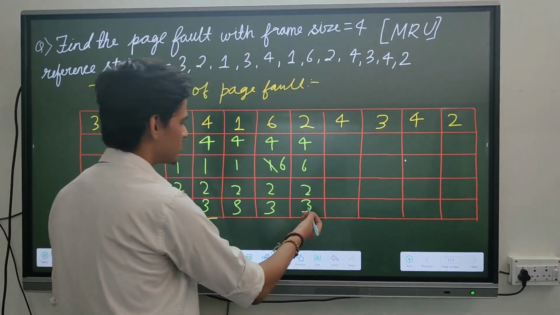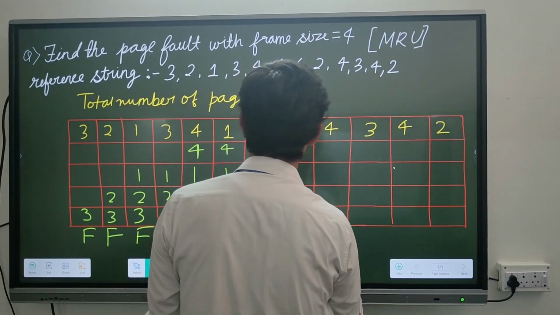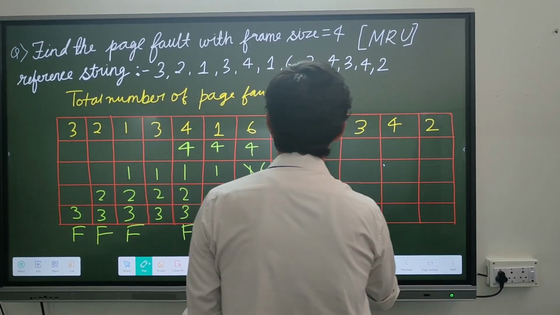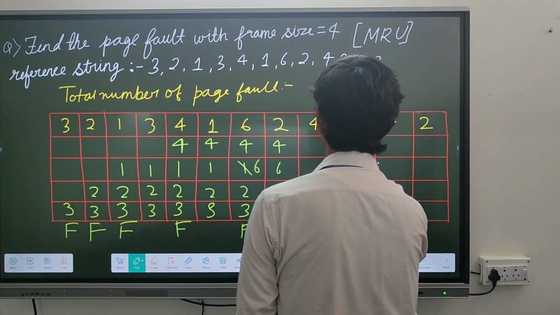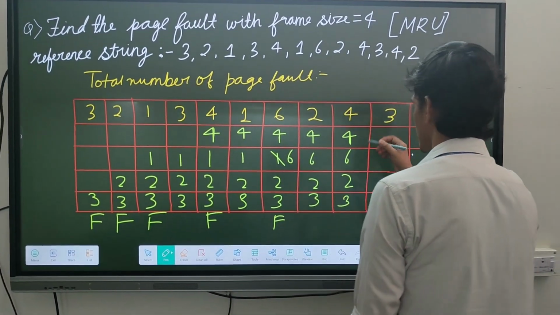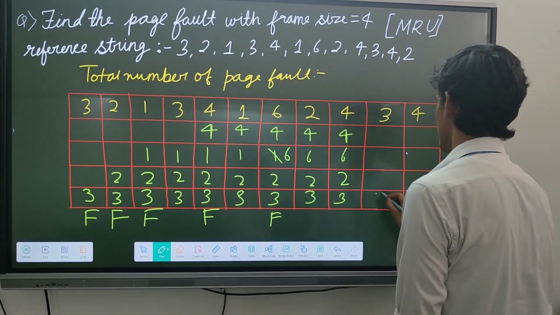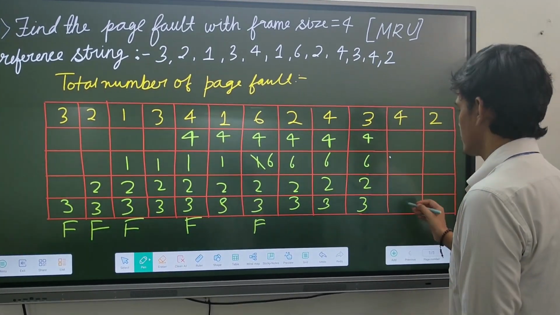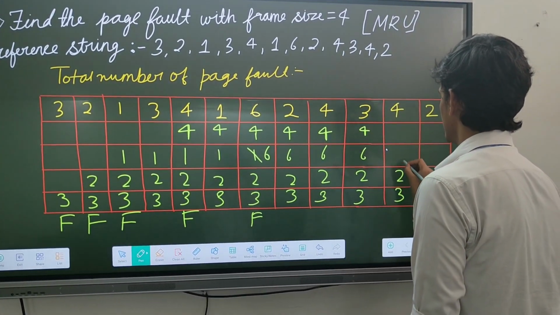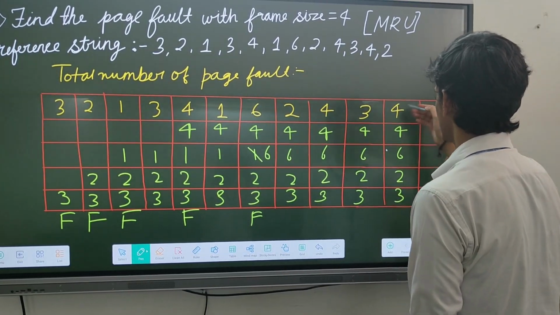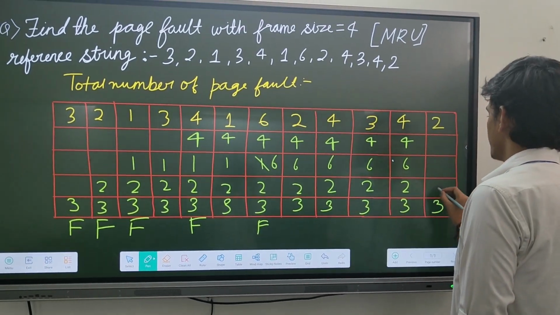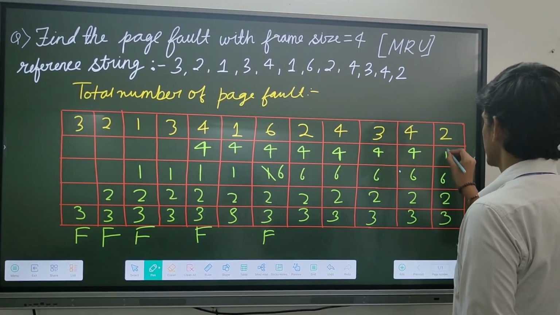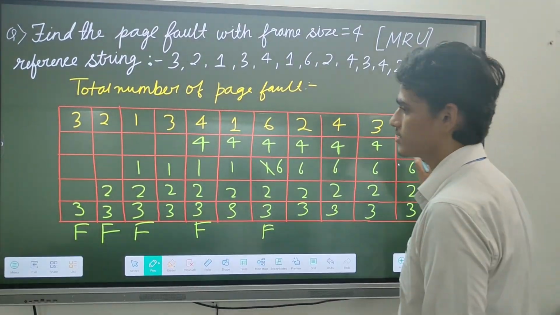Here 2 is already present, so there will be no page fault. Here will be page fault. 3, 2, 6, 4. There will be no page fault as 4 is already present. 3, 2, 6, 4. 3 is already present, so no page fault. 3, 2, 6, 4. Here also 4 is already present. 3, 2, 6, 4. Here also 2 is already present.